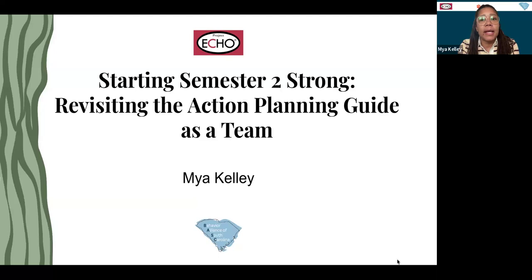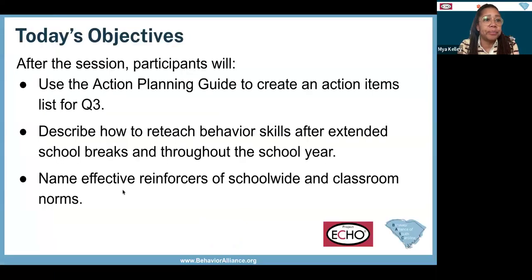The main thing is that the action planning guide is there as your resource, and it's really just something to help you all stay on track and to make sure that you know the things that you can be doing and focusing on during your monthly meetings with your MTSS-B teams in your buildings. So today we want to make sure that you're using the action planning guide to create any action items list for Q3, or it could be for Q2, Q1, just an action items list if you need to do one.